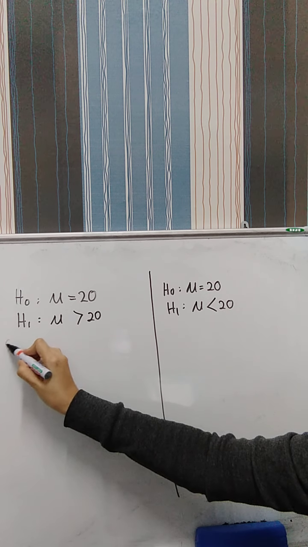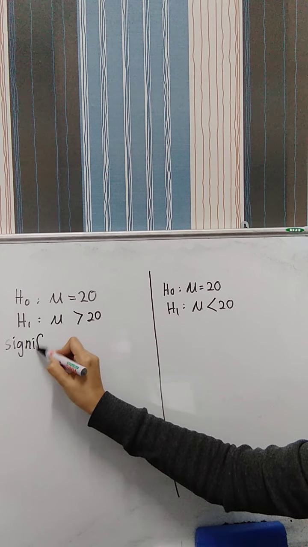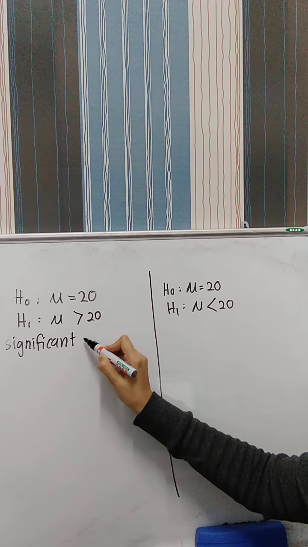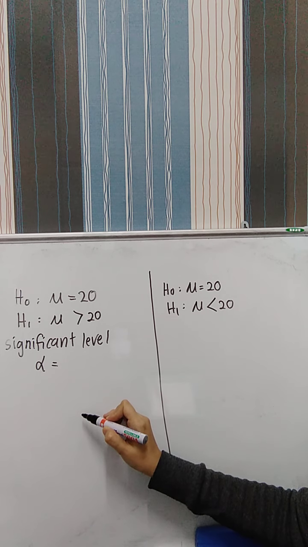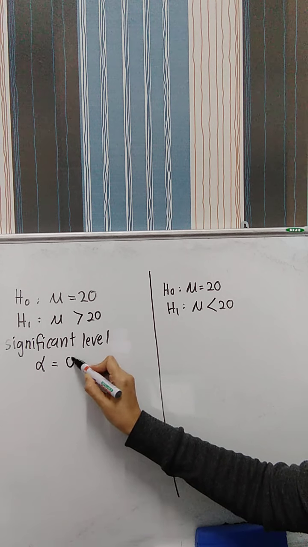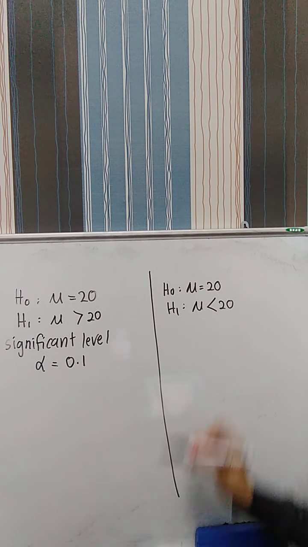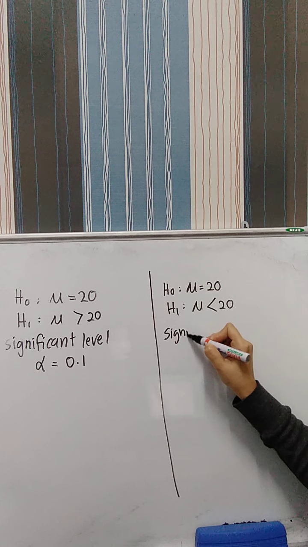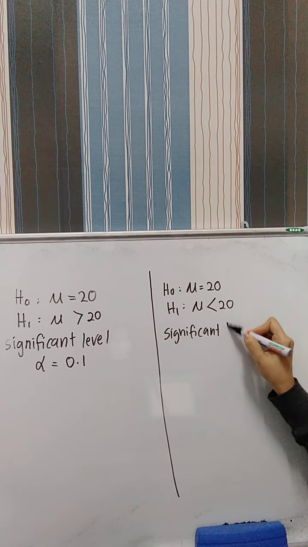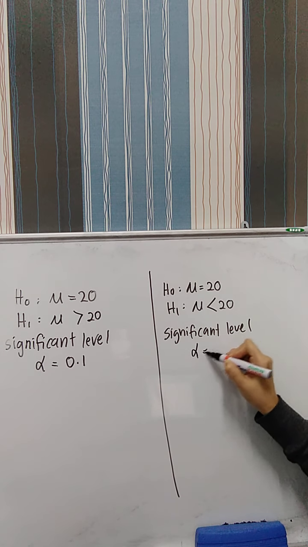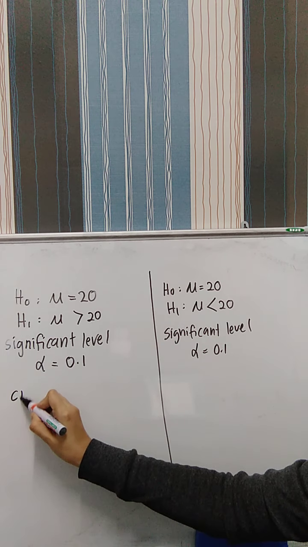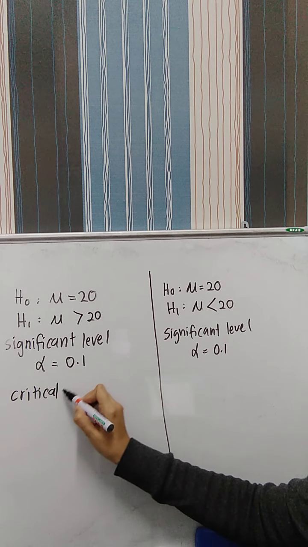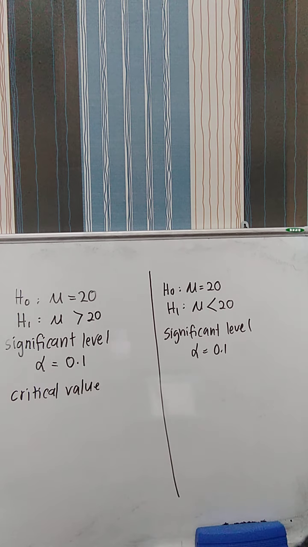And then the significance level. Significance level means the value alpha given in the question, for example alpha is 0.1. Same here, significance level alpha equals 0.1. And then the critical value. The critical value is the value that we need to read from the table.